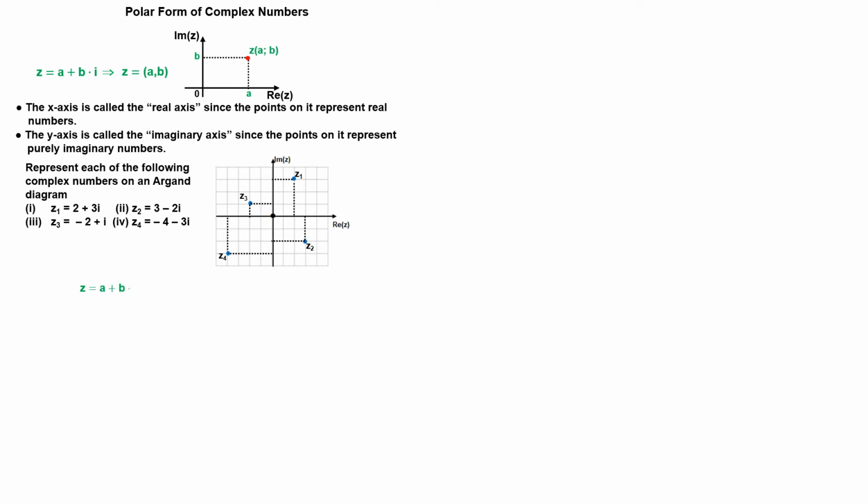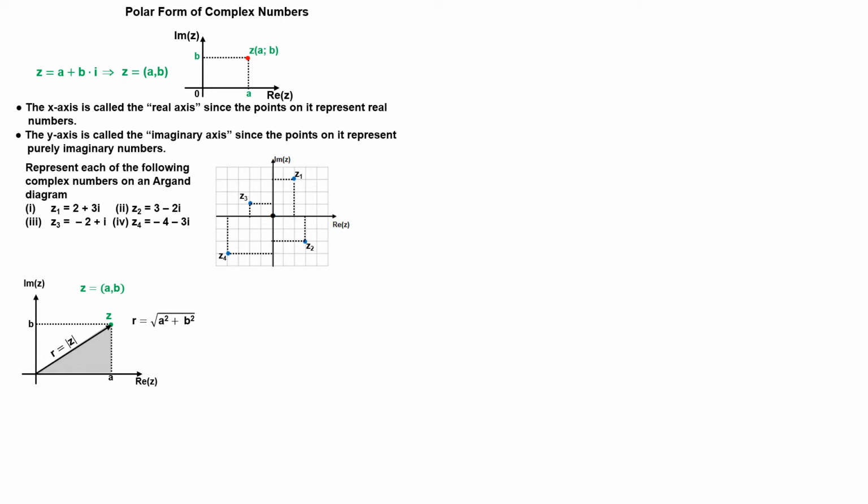We have just seen how to represent the complex number z in the complex plane. We can think of this complex number as the vector that starts at the origin and ends at the point z. The distance of point z from the origin is called the modulus or absolute value of z and is written as follows. We can determine the absolute value of z by using Pythagoras' theorem.